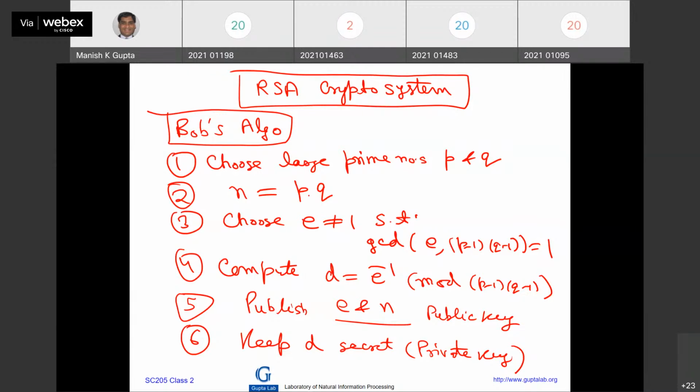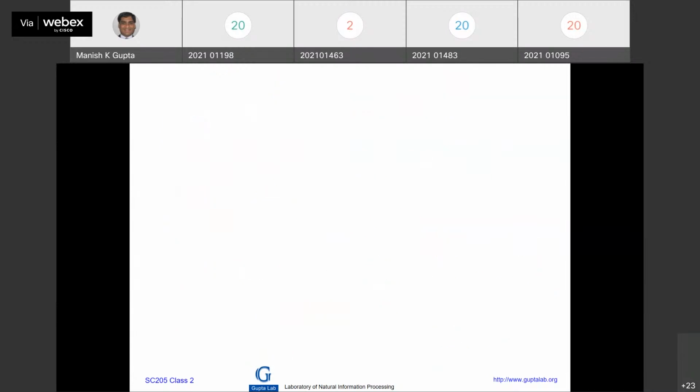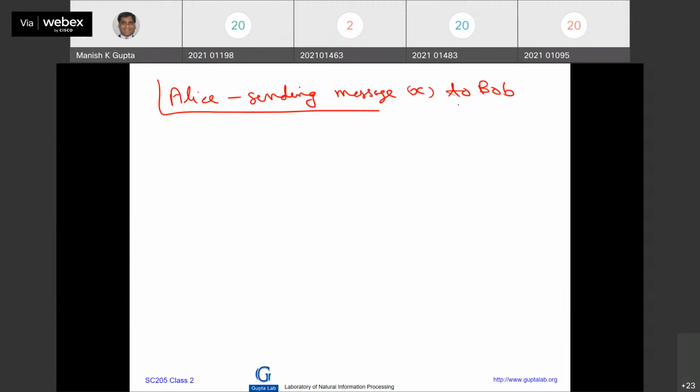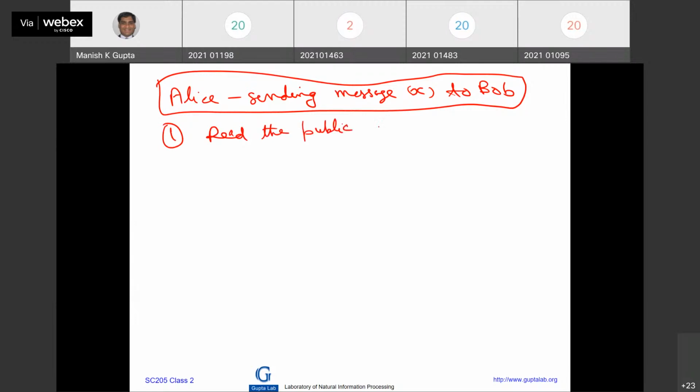Now what? Now, Bob's public key is available to everyone. So E and N is known to anyone. Now what is Alice going to do? Alice is sending message X to Bob. So if Alice has to send this message, what does she need to do? She wants to send a message X to Bob. She knows E comma N. Okay, E comma N is known to anyone, right? The first thing, she will read the public keys, E and N. First of all she read the public key, everyone knows it, I also looked at it, right? Note down what E and N are.